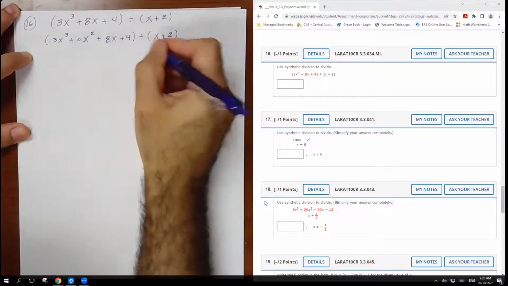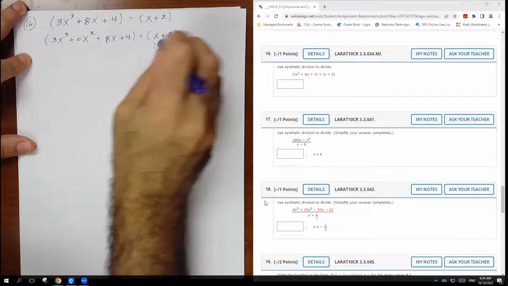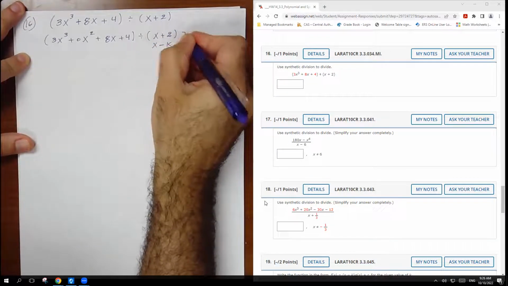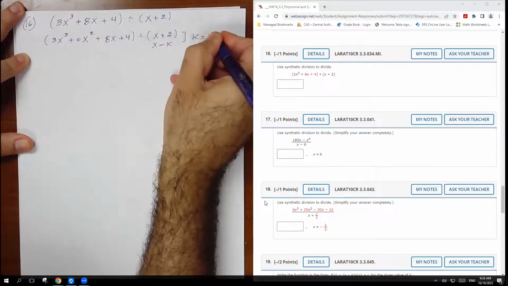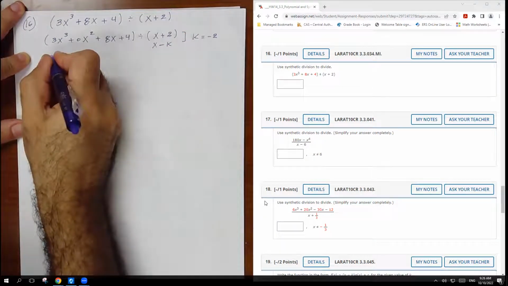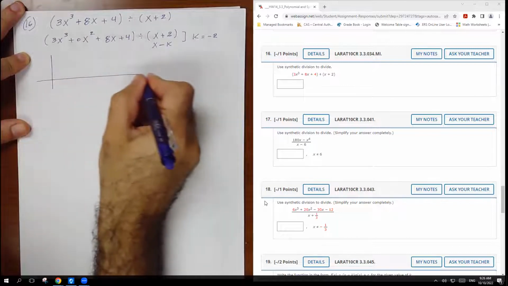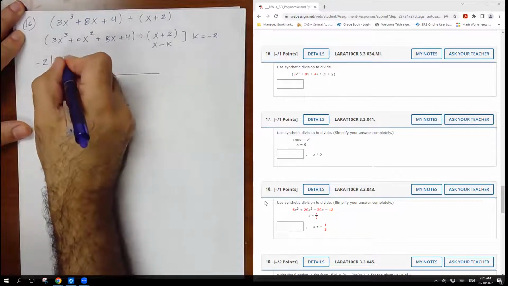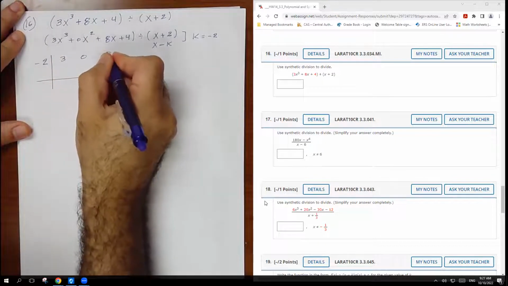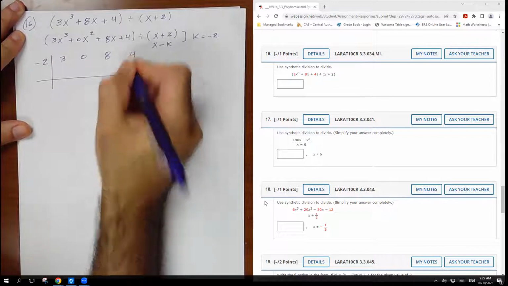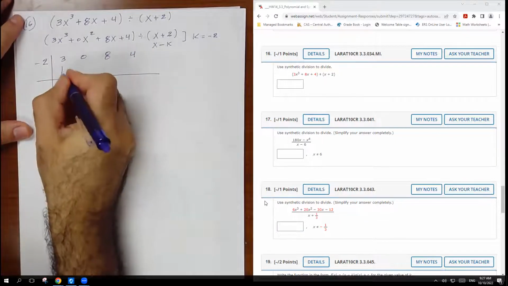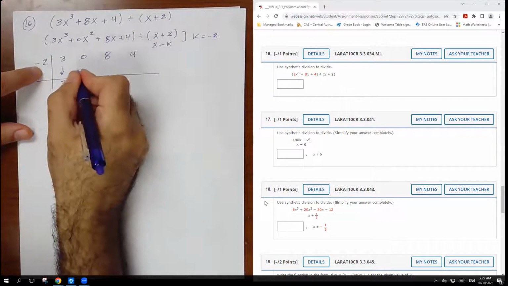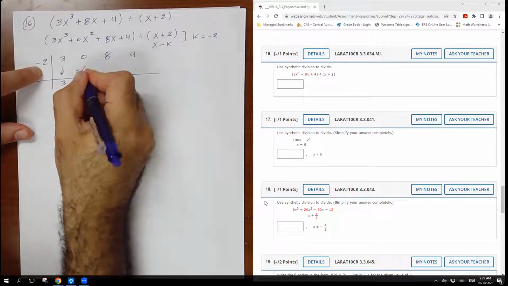That means this is x minus k, so k equals negative 2. So I'm going to write down the coefficients. Here is k, negative 2, and here is 3, 0, 8, and 4. Let's start. The first number goes down: 3. Negative 2 times 3 is negative 6.